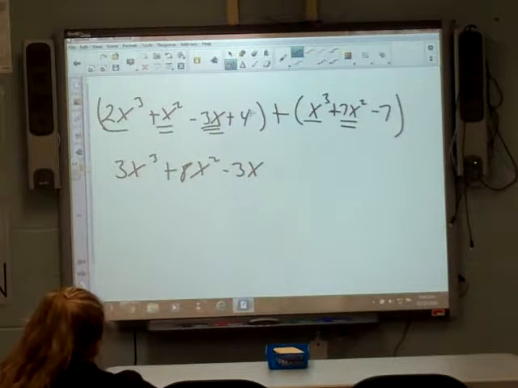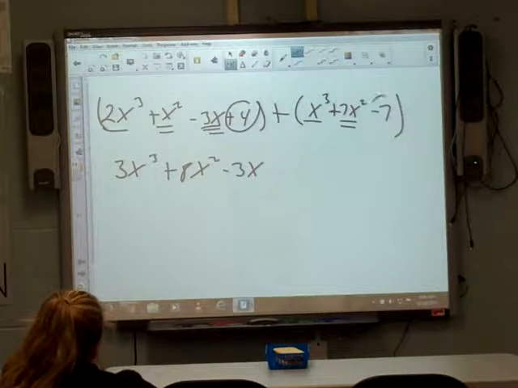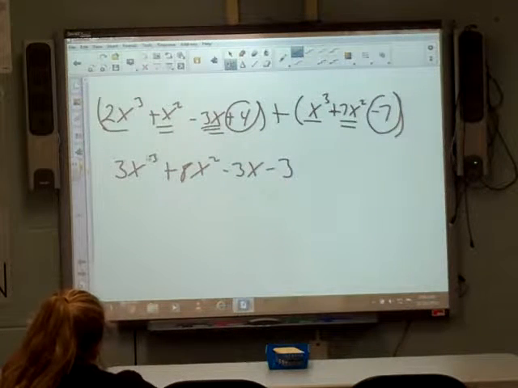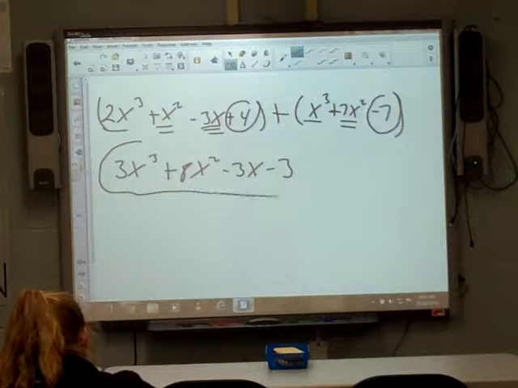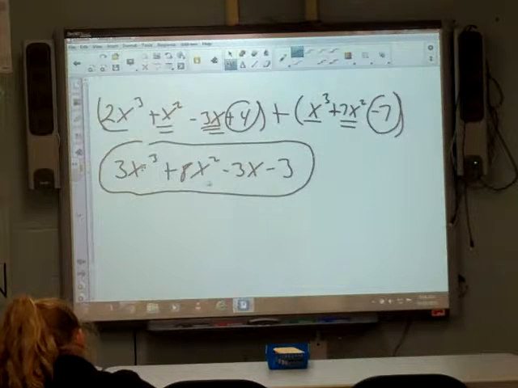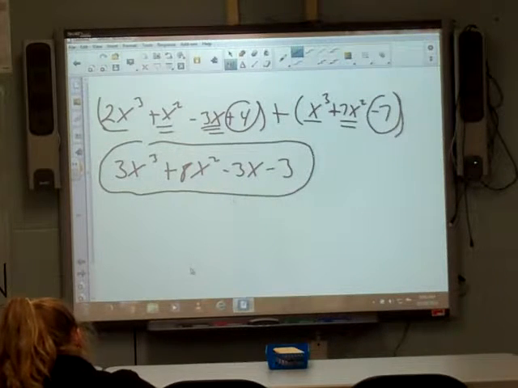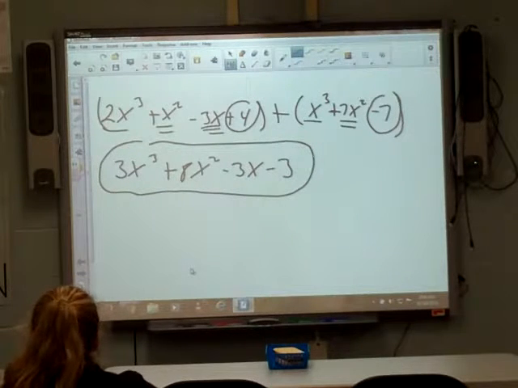And then here I've got a constant. Is there a constant in the other one? Yep. So 4 plus negative 7 is negative 3. That's it. You can't simplify that anymore. Even though those are all x's, they've got different powers on them, so they're not like terms. So pretty simple on that.